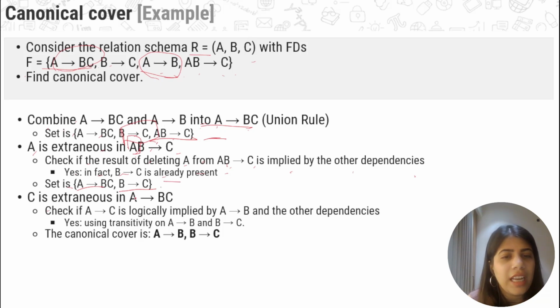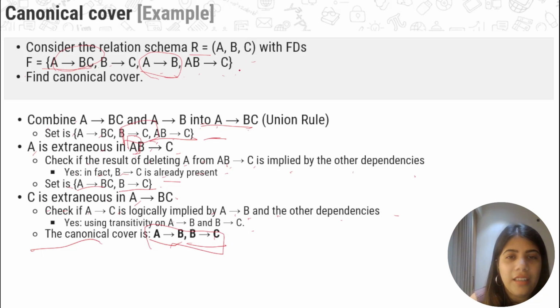C is extraneous in A can determine BC. So let's check if A can determine C is logically implied by A can determine B and the other dependencies. Yes, using the transitivity rule, if A can determine B and B can determine C, the canonical cover would be A can determine B and B can determine C. This can imply the entire set of functional dependencies which was given to us earlier. So it's a reducing form. You can reduce the functional dependencies as much as you can by applying the rules and removing the extraneous attributes, but the meaning of the closure should not change.